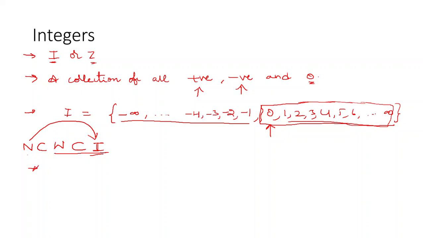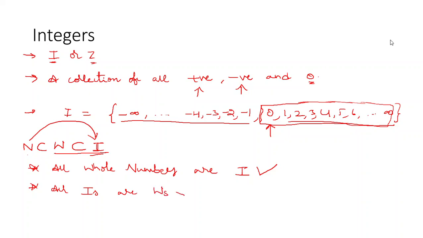So we can say all whole numbers are integers. This is true. But we cannot say all integers are whole numbers. This is false because the whole number set does not contain negative numbers. The whole number set consists of only positive numbers and the number 0. So the statement that all integers are whole numbers is false.